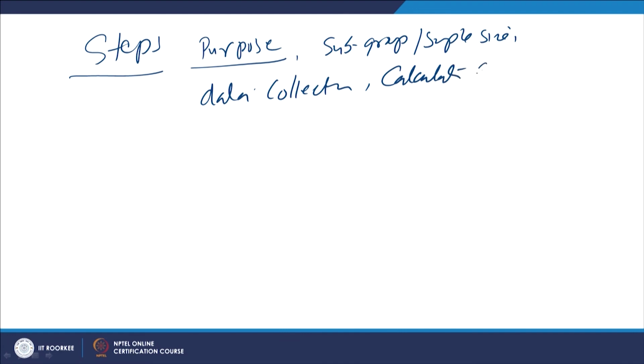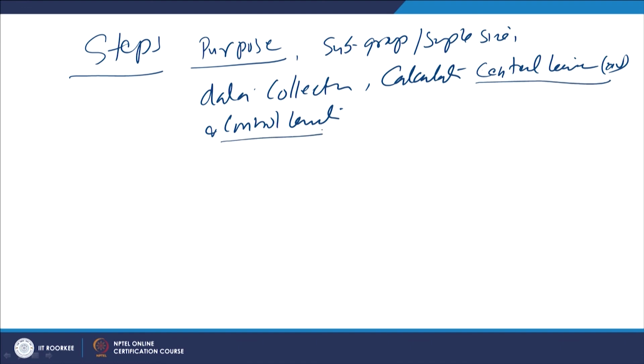the center line, that is the average, and then the control limits. So, calculation of the center line value and the control limits is the next step.